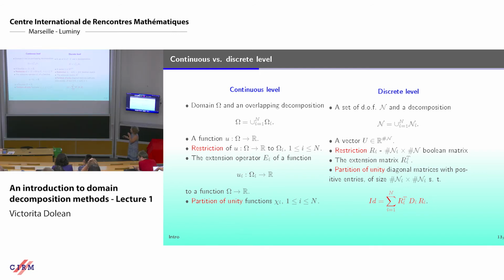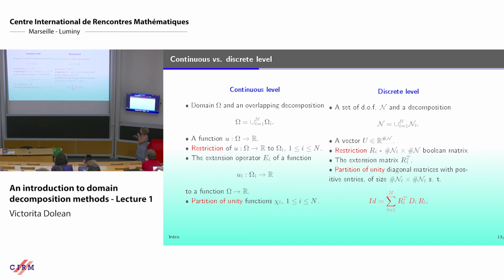So what are the corresponding objects at the discrete level? You see, instead of just partitioning the domain, here I partition a set of degrees of freedom. I will explain what degree of freedom means, depending on the discretization. So you have a partition of the set of degrees of freedom.